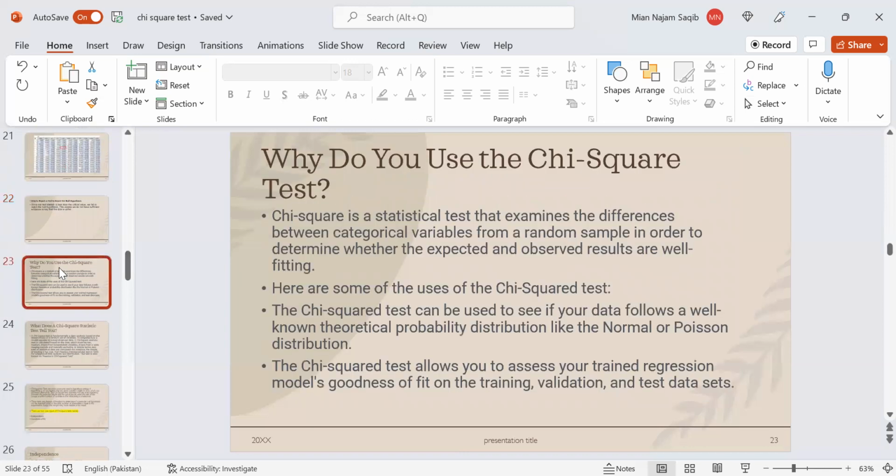Why do we use the chi-square test? The chi-square test is a statistical test that examines the differences between categorical variables from a random sample in order to determine whether the expected and observed results are well-fitting.